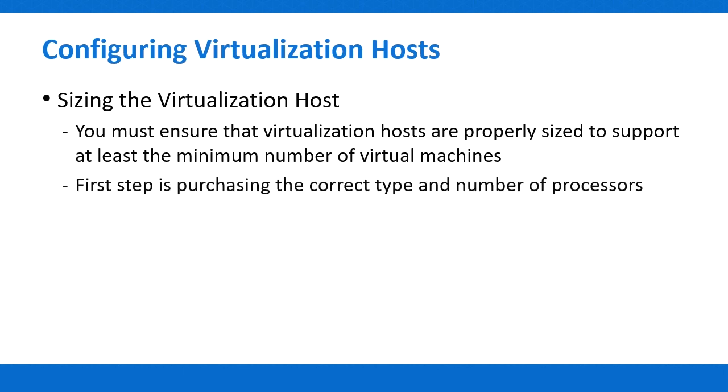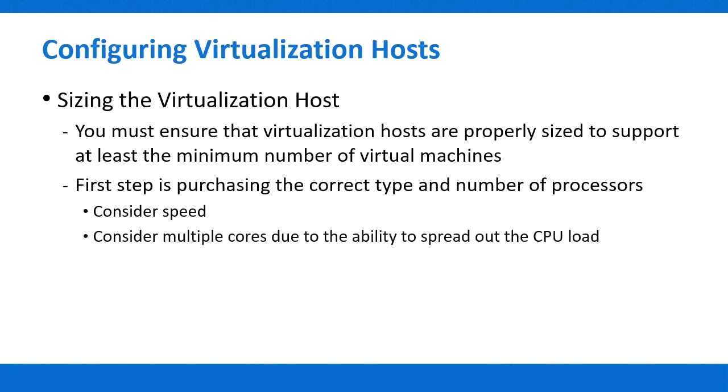Of course, the first step is purchasing the correct type and number of processors for the virtualization host. We need to consider a number of things. The first would be to consider the speed. And we might think that speed is really one of the number one considerations, but that's actually not necessarily the case. We might consider multiple cores instead due to the ability to spread out the CPU load.